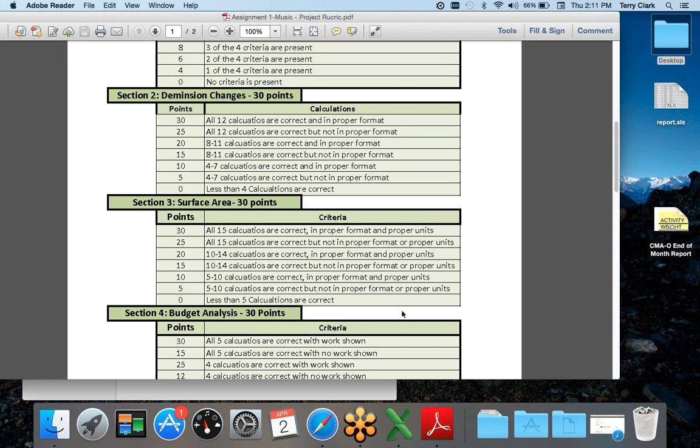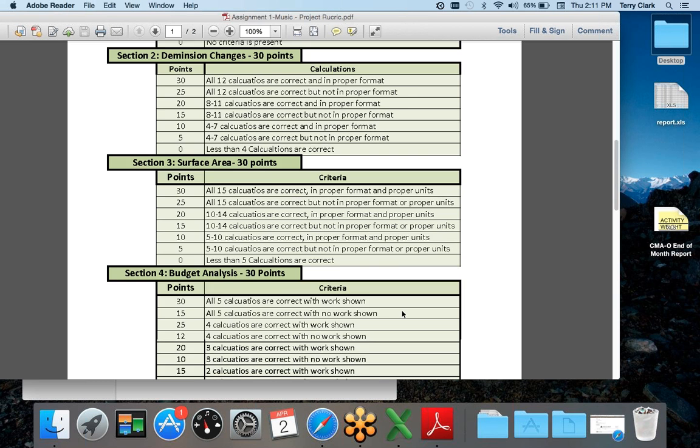The next thing I'm going to see is the surface area. That's going to be worth 30 points. In the surface area, I'm going to notice that there are 15 calculations. Okay, so all 15 of those calculations have to be done correctly in order for me to pick up those 30 points, with proper format and proper units. So if I'm figuring out the area, if it's feet, it's got to be square feet, because the area is always going to be square. And the math has to be correct. If it's supposed to be 30, it can't be 15 or 17.